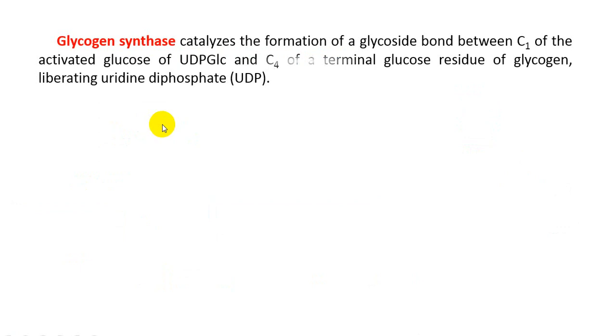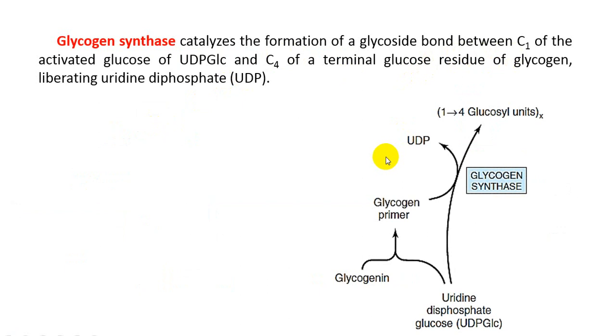Now, glycogen synthase enzyme catalyzes the formation of the glycosidic bond between carbon number 1 of the activated glucose, as I said, of uridine diphosphate glucose, and carbon number 4 of the terminal glucose residue of the glycogen, liberating uridine diphosphate. Here, in the general reaction, uridine diphosphate glucose reacts with the primer of the glycogen.